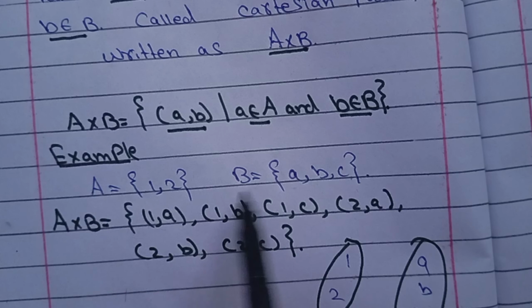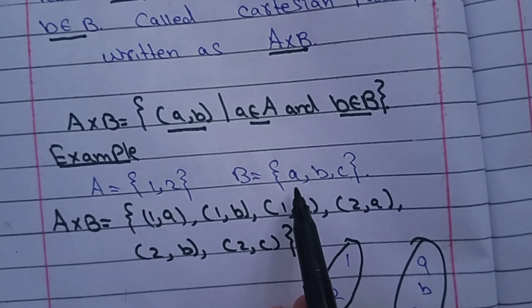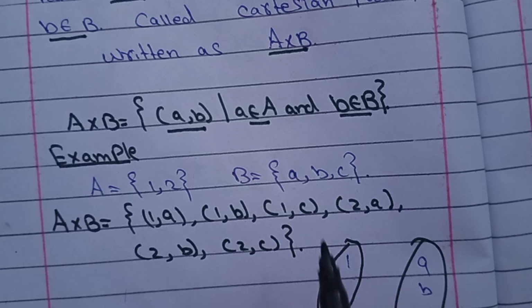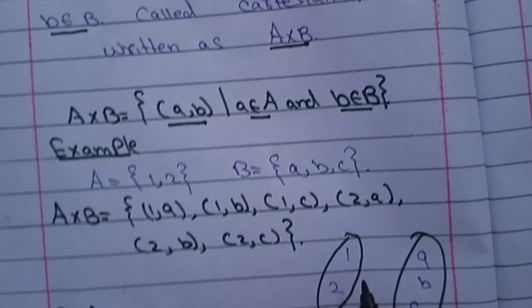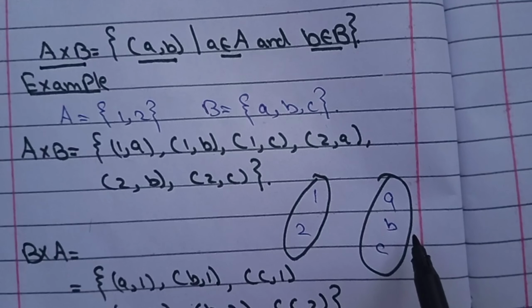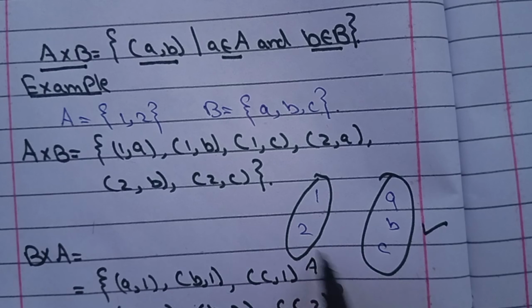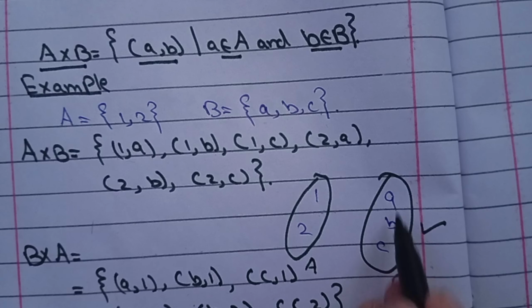Now let's take an example. Suppose we have two sets A and B. A contains the elements 1 and 2 and B contains the elements A, B and C. So for demonstration of A cross B, we take the pictorial representation of A. In set A we represent the A elements and in this set we represent the B elements A, B and C.